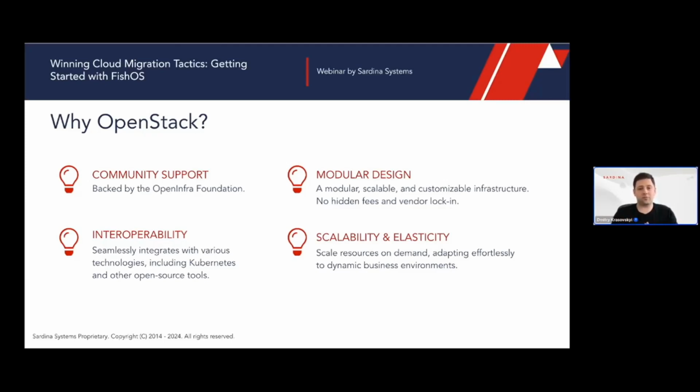But that's not all. OpenStack provides you the possibility for scalability and elasticity. You always can be sure that your resources can be scaled on demand. All the mentioned technical aspects are just the tip of the iceberg. Migration can benefit your business in various ways. And now, let's get back to Jeffrey to learn more about this aspect.